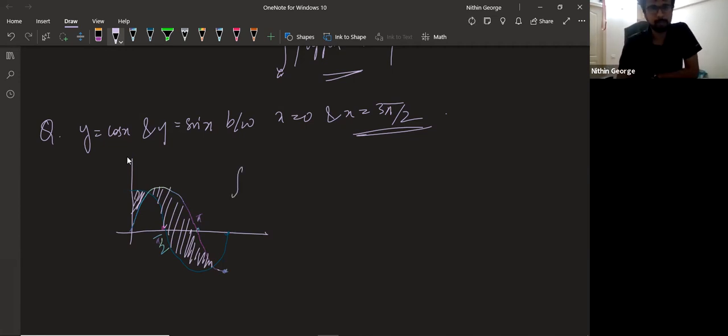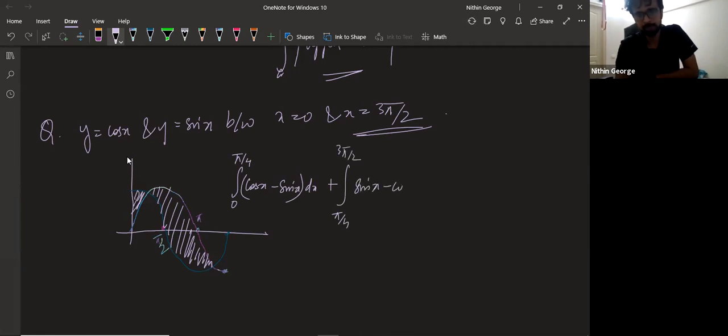So you'll break the integral like 0 to pi by 4. It will be what? Cos x minus sin x. Then rest everywhere you can see sin x is greater. Next, from pi by 4 to 3 pi by 2, sin x minus cos x dx. That's it. And then you calculate the whole thing. That's all. Right?